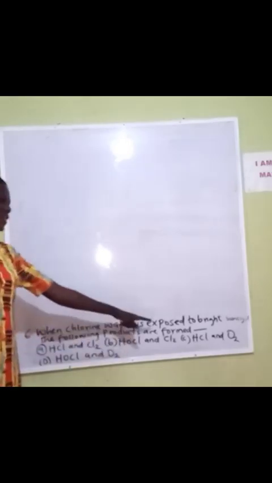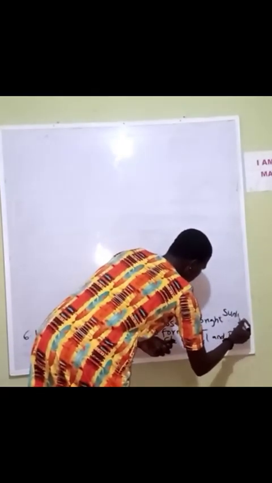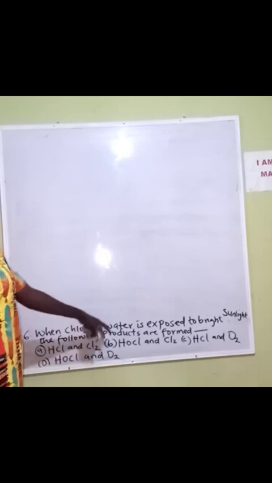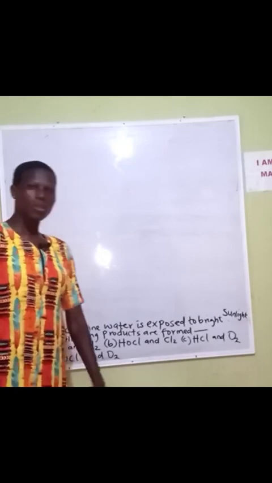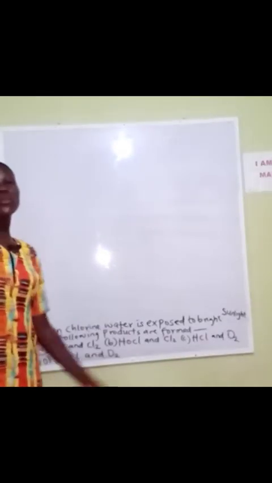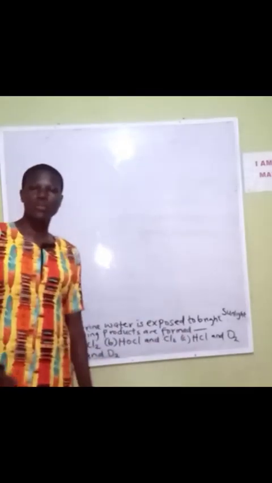The next question says, when chlorine water is exposed to bright sunlight, the following products are formed. So it said when chlorine water, what's chlorine water? When you react chlorine with water, okay? That's chlorine water, exposed to bright sunlight. Under sunlight, it can be UV light, okay? The following products are formed. What and what is formed?